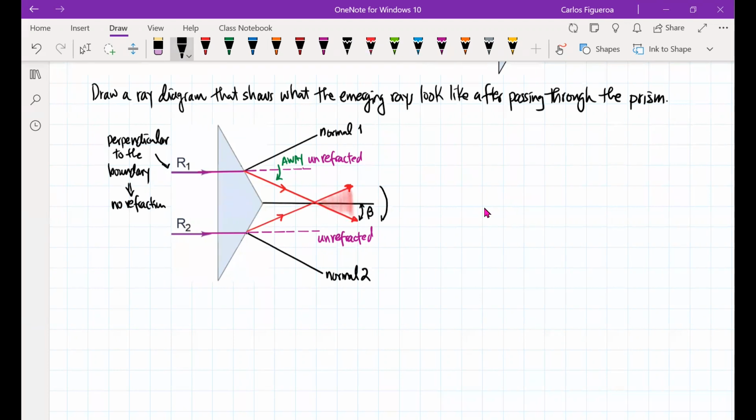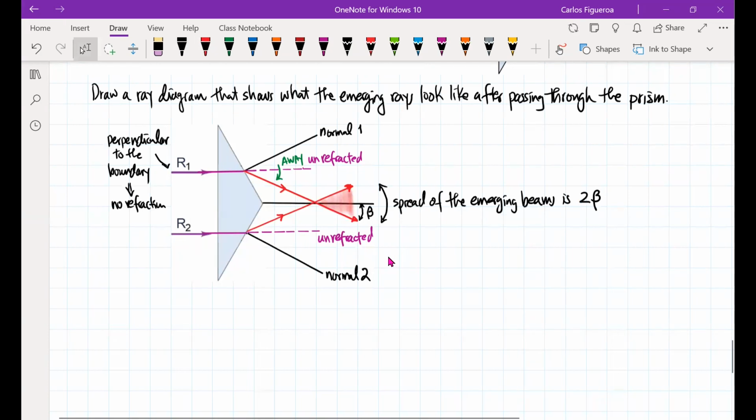Therefore, the spread of the emerging beams is 2 beta. So our job is to calculate what beta is. Let's get to it. I'm only going to focus on one ray. I'm going to focus on ray 1 because I know ray 2 is going to be just the opposite, but it has the exact same details.